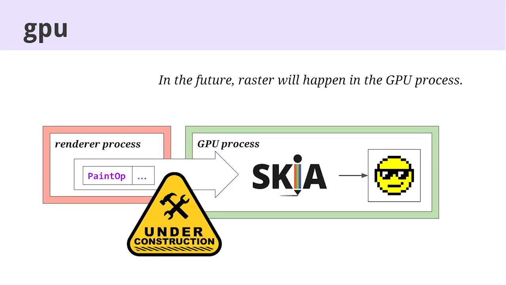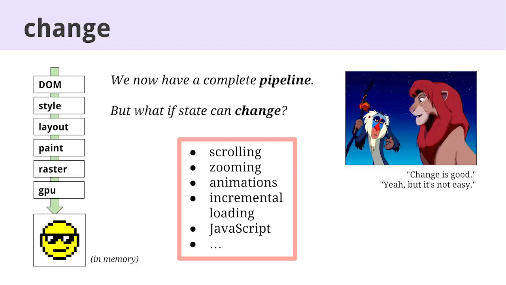In the future, raster is going to happen in the GPU process instead of the renderer process. That means the IPC channel is carrying paint ops instead of GPU command buffers. This is supposed to improve performance, and I'm told that it's also needed to support Vulkan, which is the next generation replacement for OpenGL.